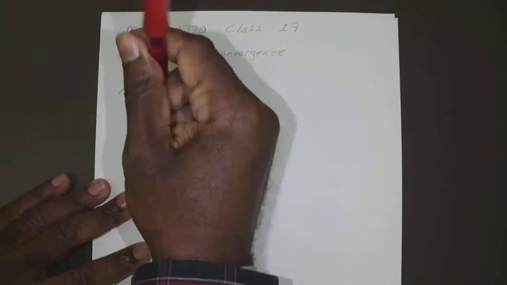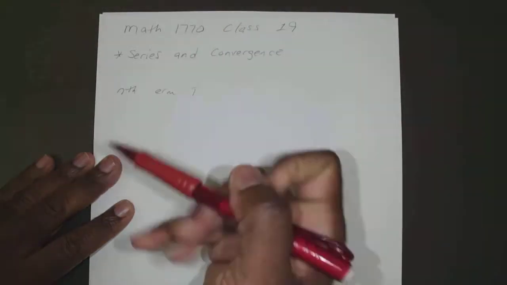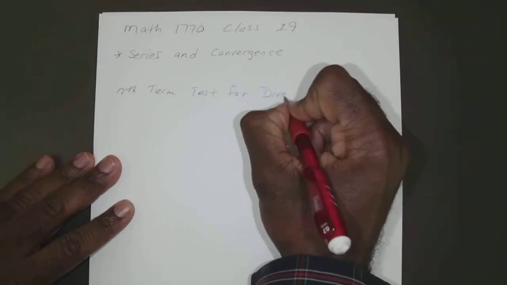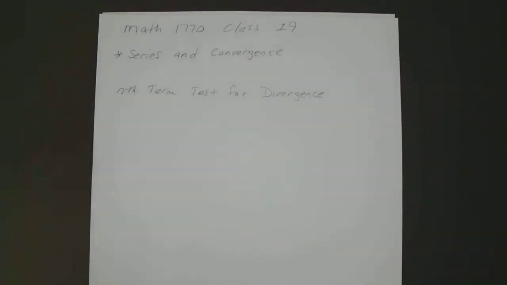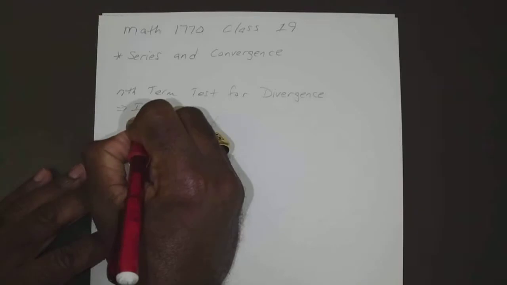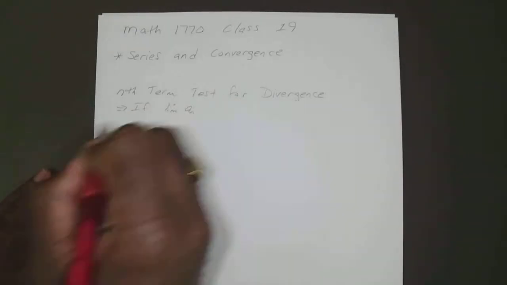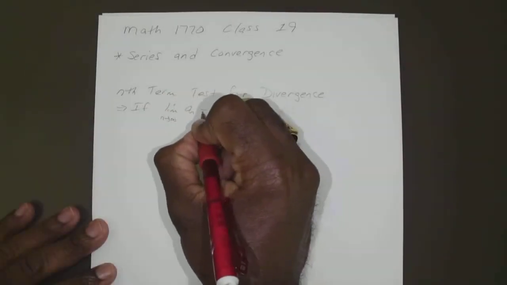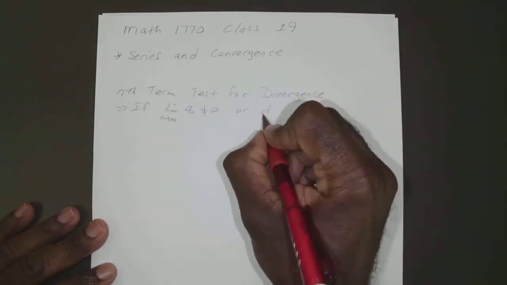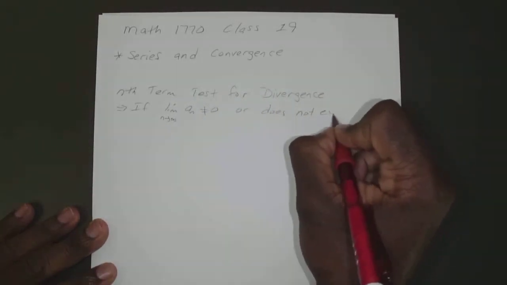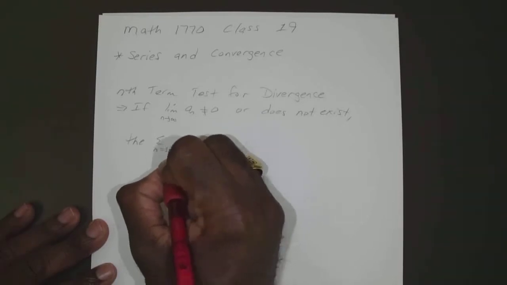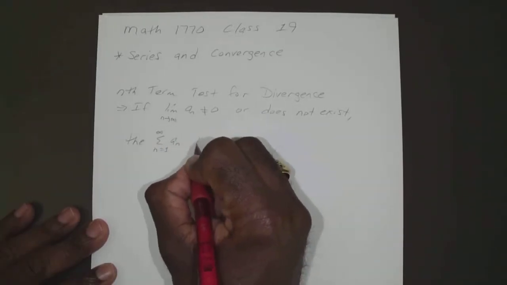nth Term Test for Divergence, which states if the limit of whatever series you happen to be looking into as n approaches infinity does not equal 0 or does not exist, then the series actually diverges.